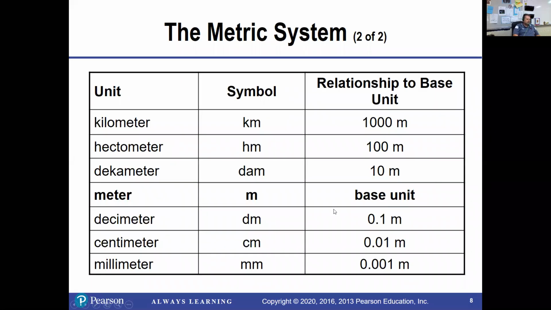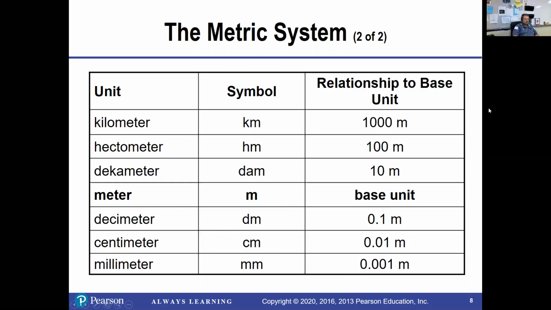So your base unit here is meters. There's 10 meters in a decameter, 100 meters in a hectometer, 1,000 meters in a kilometer, and so forth. So if I have a meter and I want to know how many kilometers are in there, I'm going to divide it by however many tens of zeros. If I'm going down, I'm going to multiply by powers of 10.